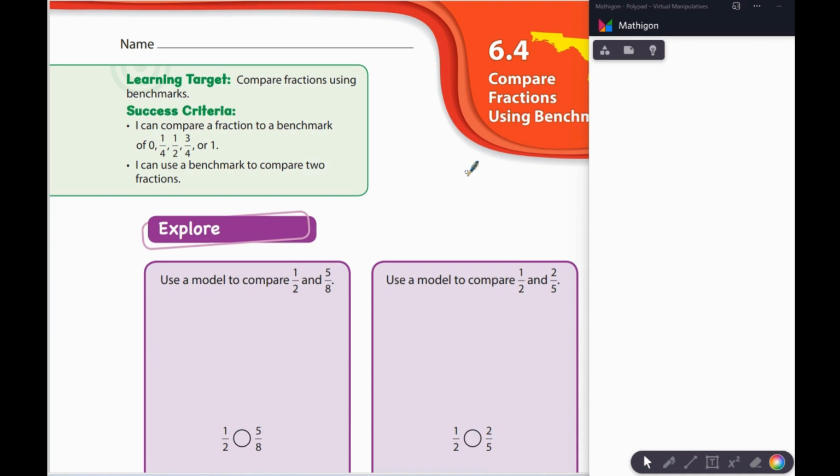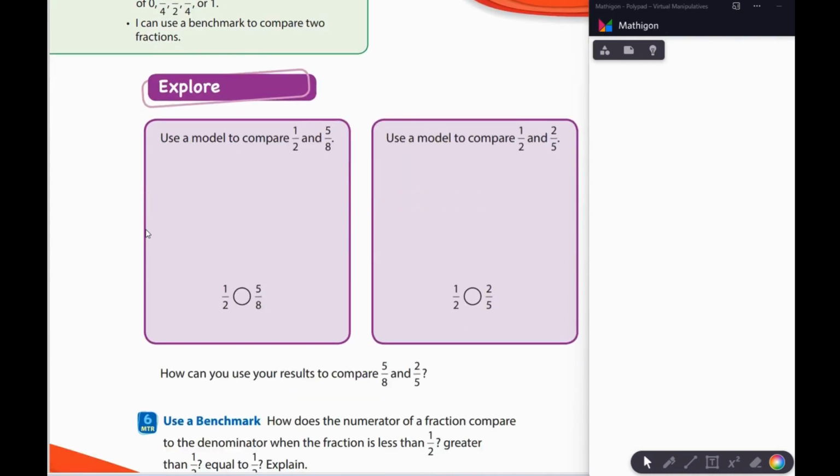Now, when we are comparing fractions, this is our lesson 6.4, we always look at either the benchmark of 1/2 and we start from there, or just like I said, we compare the fraction to a fourth or to a half or to 3/4 or to a whole relative in size. I can use a benchmark to compare two fractions. That's actually one of our success criteria for today. So let's take a look at the first explore.